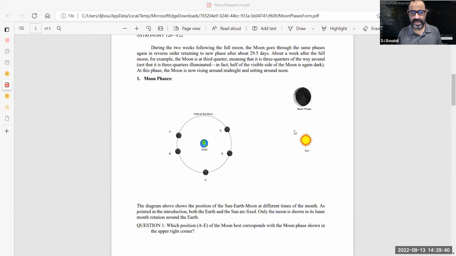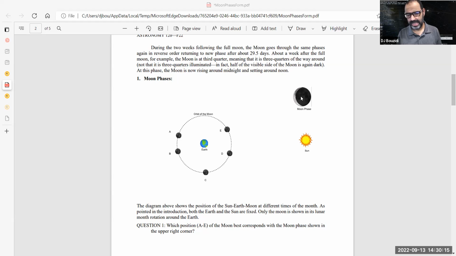So the first question is asking you about the moon going around the earth in positions A, B, C, D, and E throughout the lunar month, okay? The sun is in one position, the earth is in one position. You're looking at this moon phase, which is a crescent, okay? And you're asked to answer the question: would this correspond to position A, or position B, or position C, or position D, or position E of the lunar month?